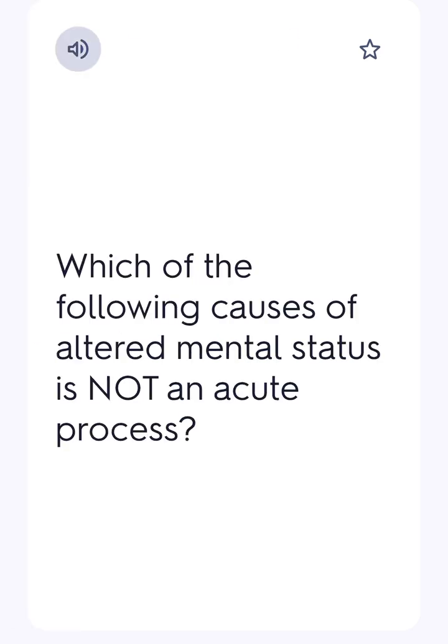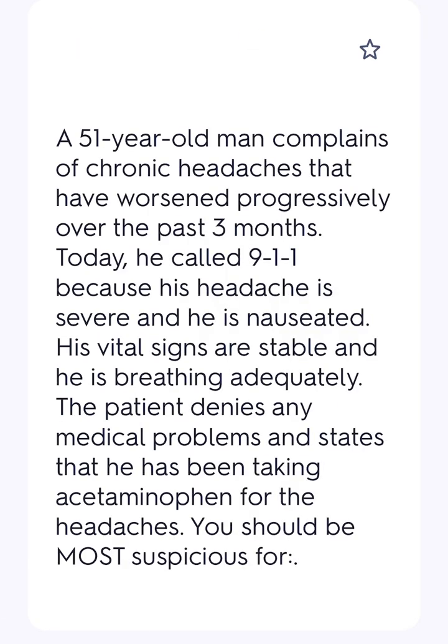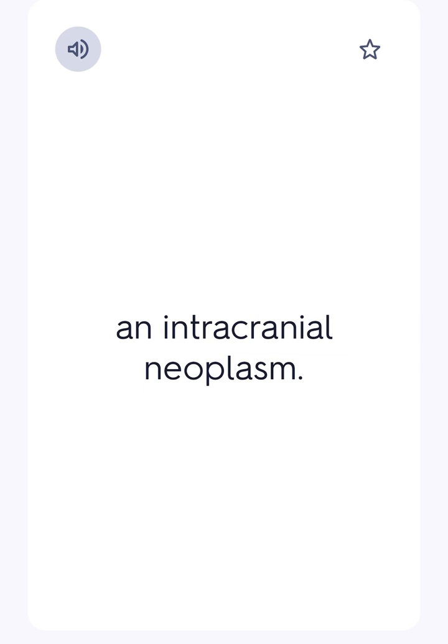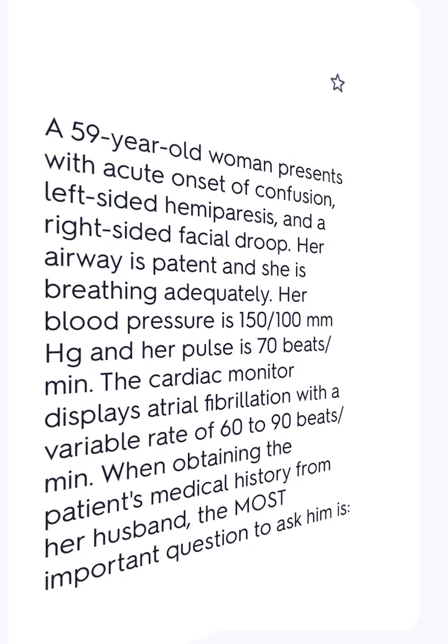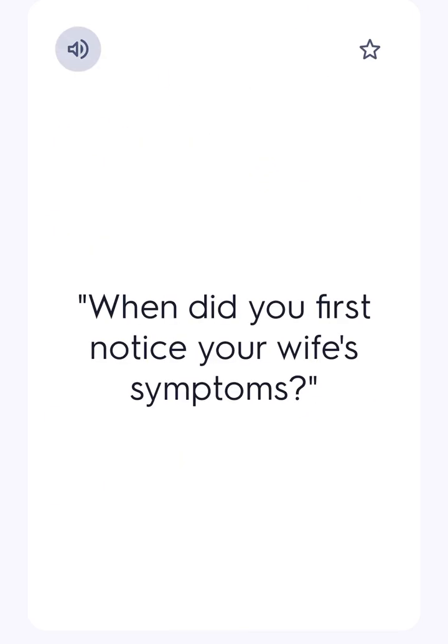Which of the following causes of altered mental status is not an acute process? Uremia. An intracranial neoplasm. When did you first notice your wife's symptoms?